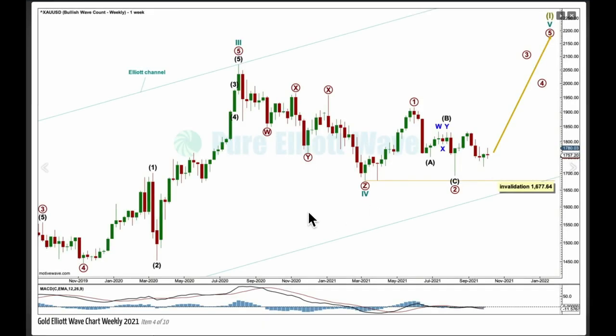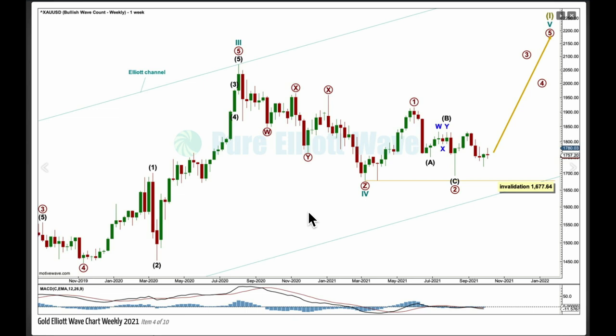I expect that's unlikely. At the weekly chart level, this is the bullish Elliott wave count. If your own analysis is bullish, then you may choose to follow this Elliott wave pathway. It is a valid wave count. It is my judgment. It has a lower probability, but your judgment may be different, and that's okay.